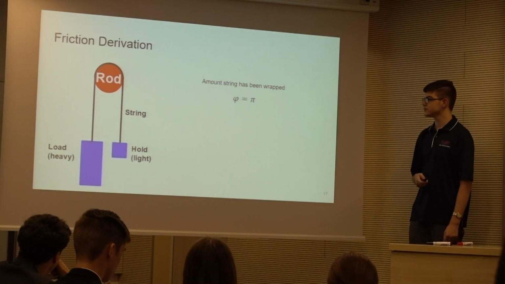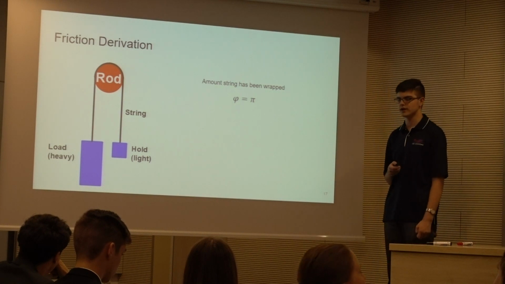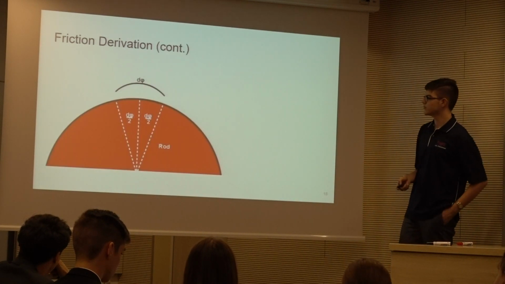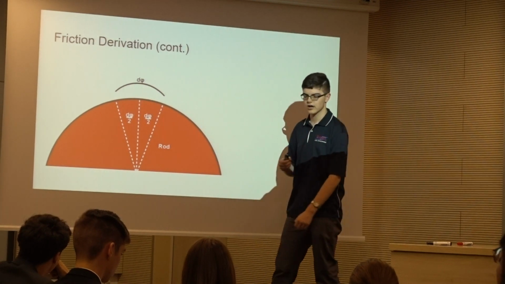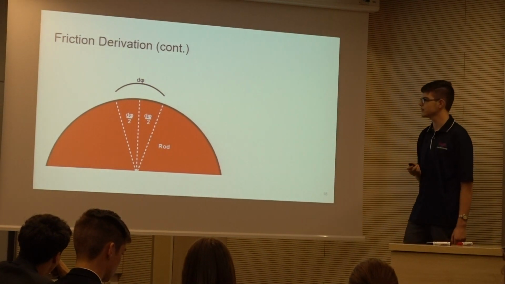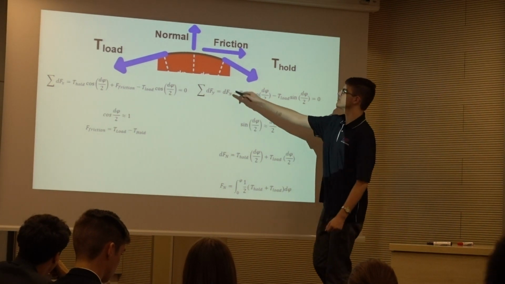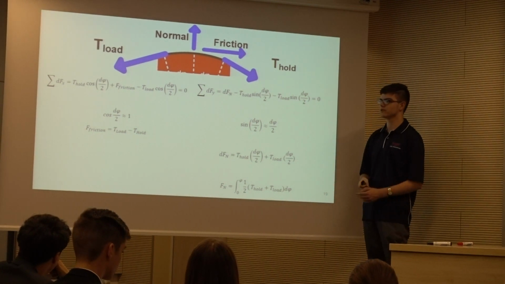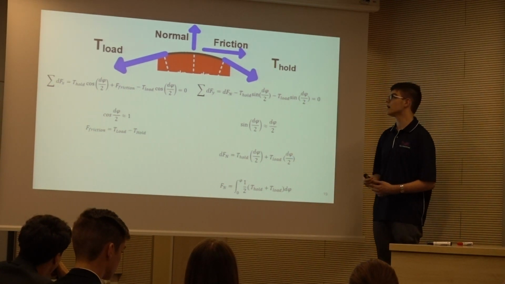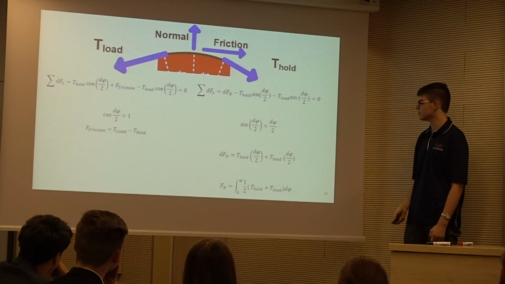To include friction in our system, we will derive an equation for friction between the string and the rod. We define d phi to be the amount of angle wrapped by a small chunk of the string. We set up a force diagram on this small chunk of string to determine equations for the normal force and frictional force as functions of the tension on either side of the string, the hold and the load.